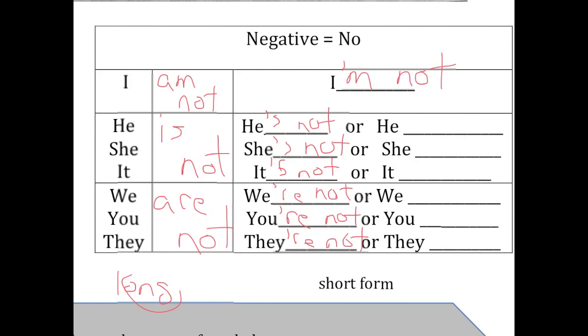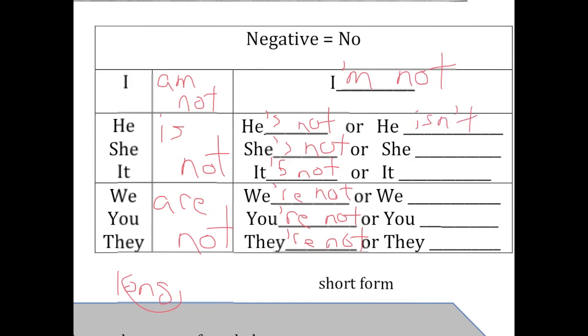It looks just like the positive over here. I only add not. But there's two ways of making it no in the past tense. I'm going to show you the other way. I mean, no in the present tense. I apologize. With am, is, and are. Let's continue.